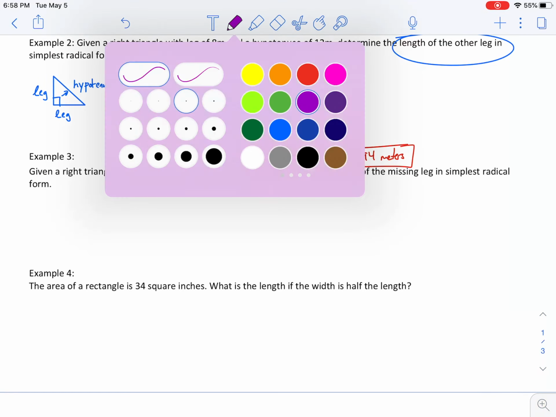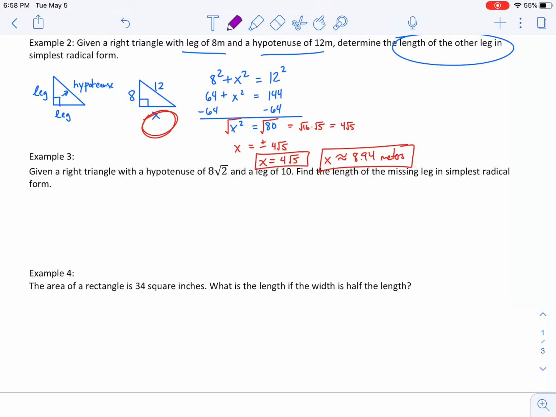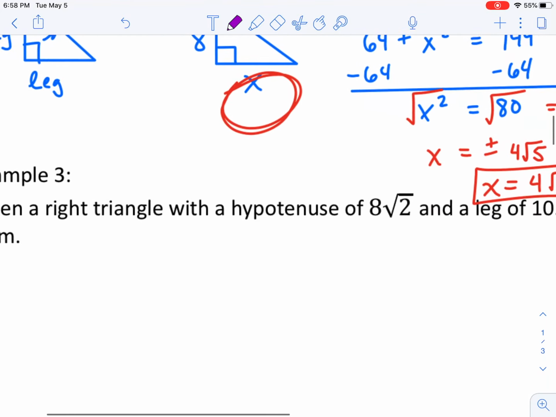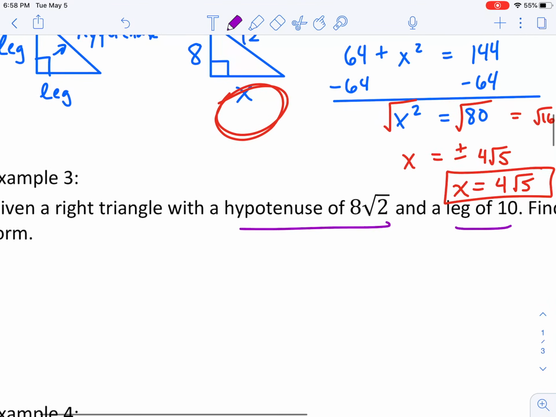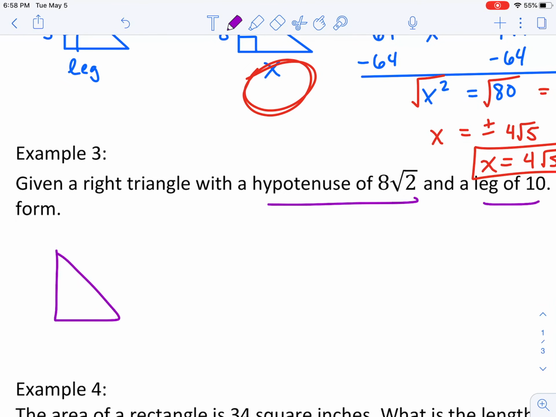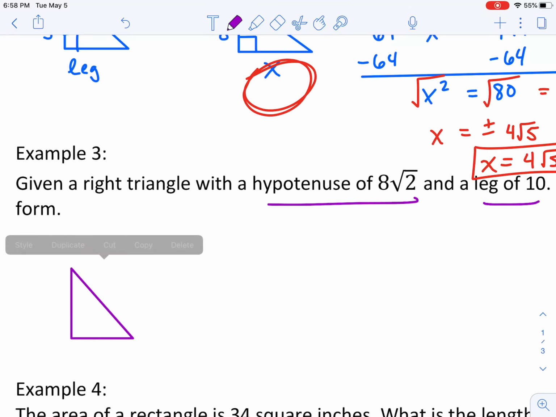Okay. Next problem. Given a right triangle with a hypotenuse of 8 radical 2 and a leg of 10, find the length of the missing leg in simplest radical form. So hypotenuse, leg. Draw a triangle. Hypotenuse is 8 radical 2. One of the legs is 10. Got to put an x for the other one.